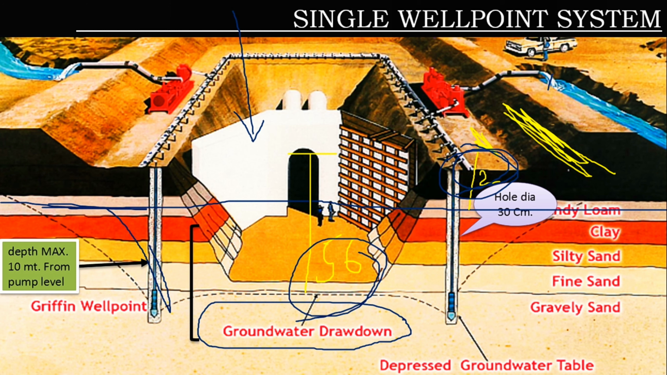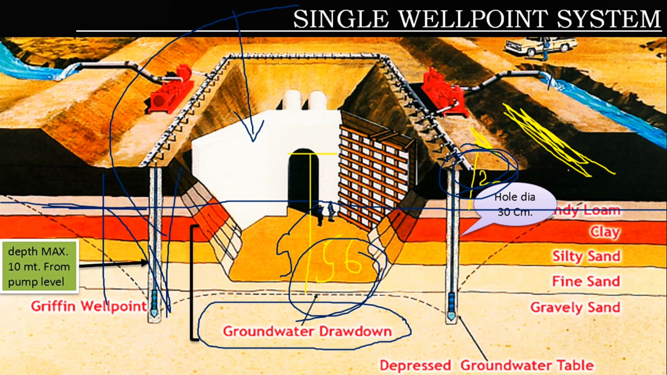Clear? So how is it possible? It is possible only because of the single well point system. Why? Because the single well point system is used when you want to lower down your water table up to 5 meters. So this is your installation process, this is your sequence, whatever you want to call it.